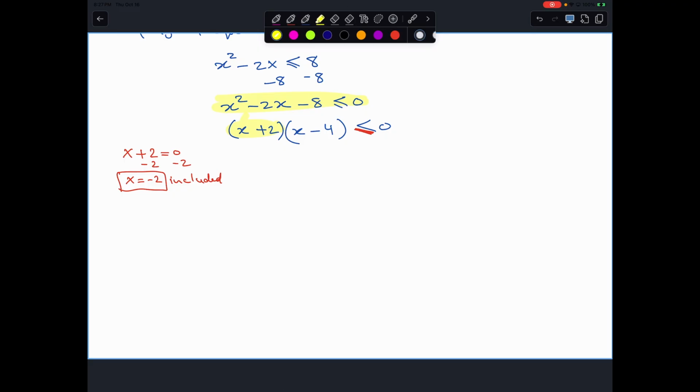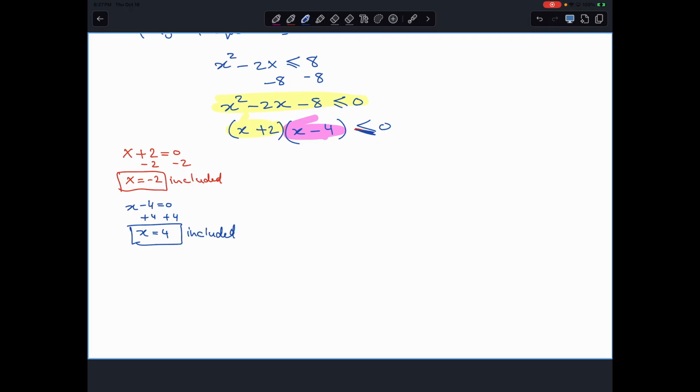The second factor, make it equal to 0 and solve. You will get x minus 4 equals 0. Add 4 to both sides. You will get the point x is equal to 4. And it is included as well because there is an equal sign here.